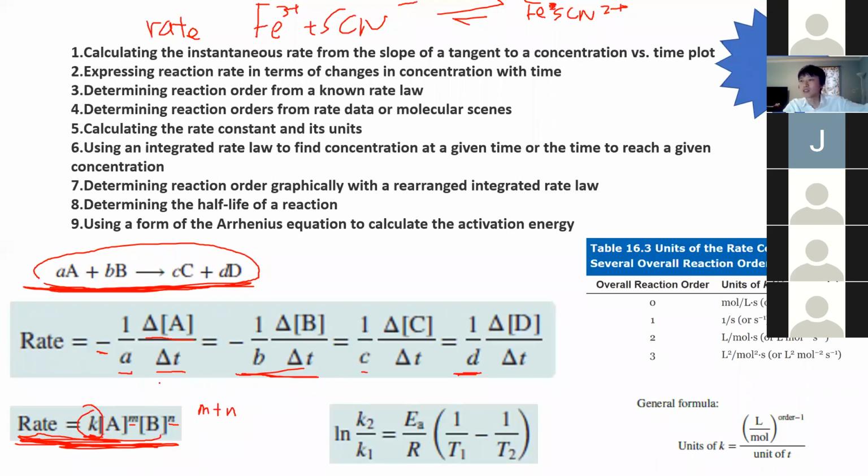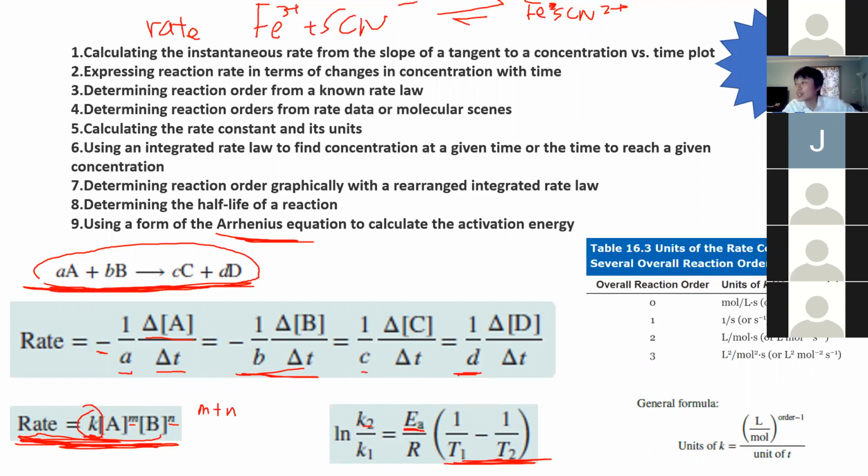So we have experiment 1, 2, 3, 4. We pick 2 experiments, divide them up, and so determine the reaction order for each reactant. And the last one is the Arrhenius equation, which relates the rate constant to the activation energy of the reaction at different temperatures.